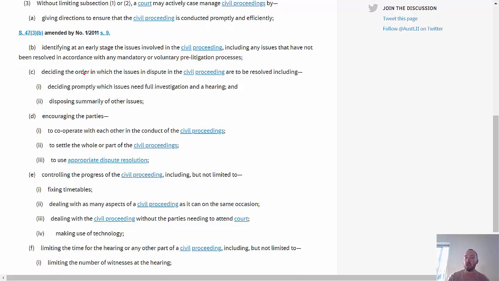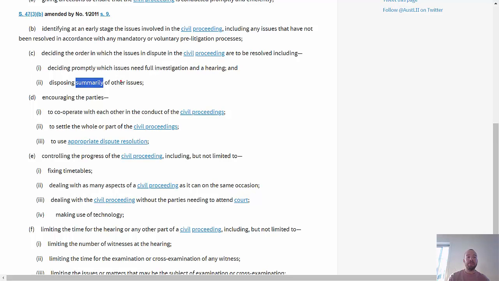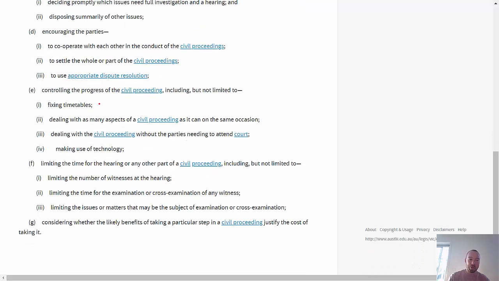Clicking through really quickly here, but you can go and look this up yourself. They can decide the order at which things are resolved. They can dispose of some issues and just say, no, we're not going to bother hearing about that. There's no point. They can encourage the parties to cooperate with each other. This could be through ordering perhaps mediation, for example. So using appropriate dispute resolution, they can encourage the parties to settle.